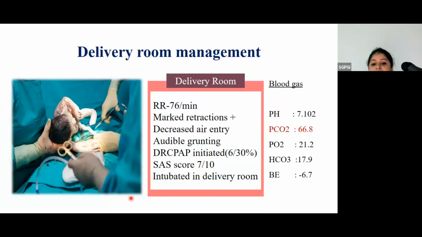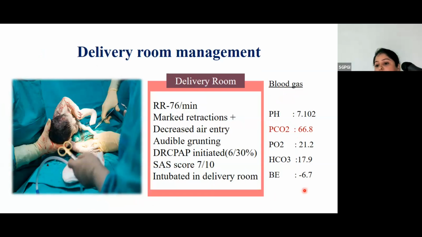So, in the delivery room itself, baby had marked retractions. Respiratory rate was 76 per minute, and there was decreased air entry with audible grunt. The delivery room CPAP was initiated, and the Silverman-Anderson score was 7/10. Hence, baby required intubation in the delivery room.